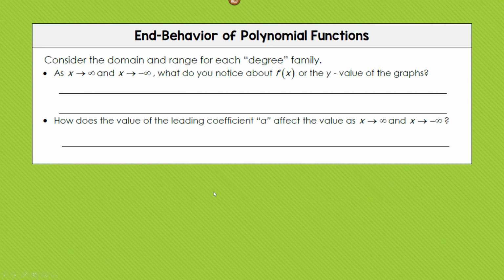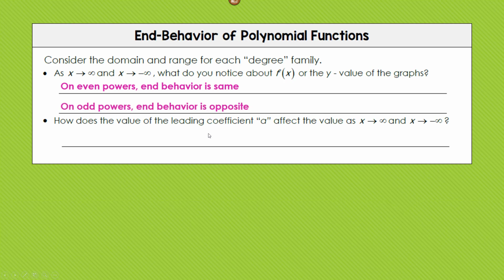All right, so just to kind of summarize, it says consider the domain and range for each degree family. And by degree family, we're talking about whether it's an even degree or odd degree. Okay, and so it says as x approaches infinity and x approaches negative infinity, what do you notice about f of x or the y value of the graphs? And it says on even powers, the end behavior is the same, right? And then on odd powers, the end behavior is going to be opposite.